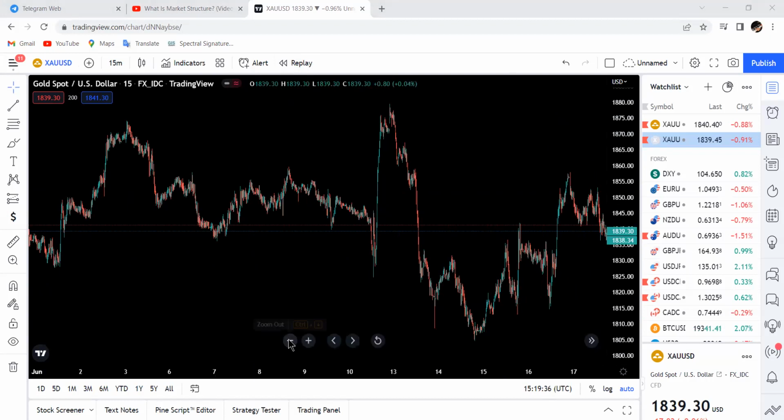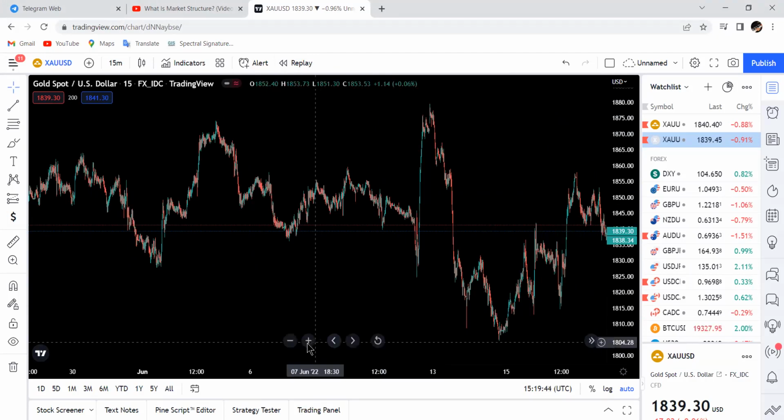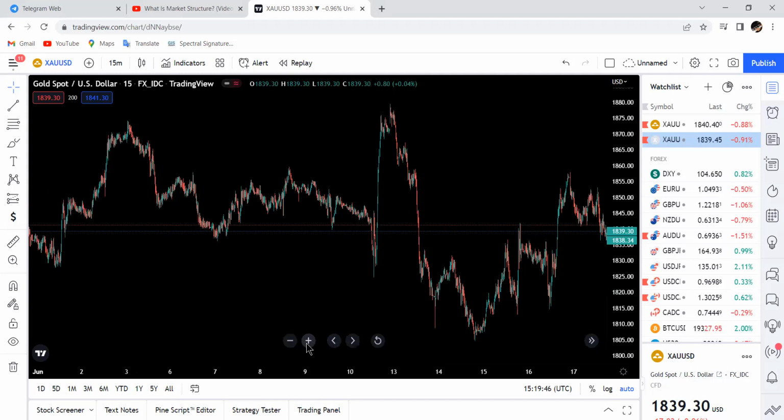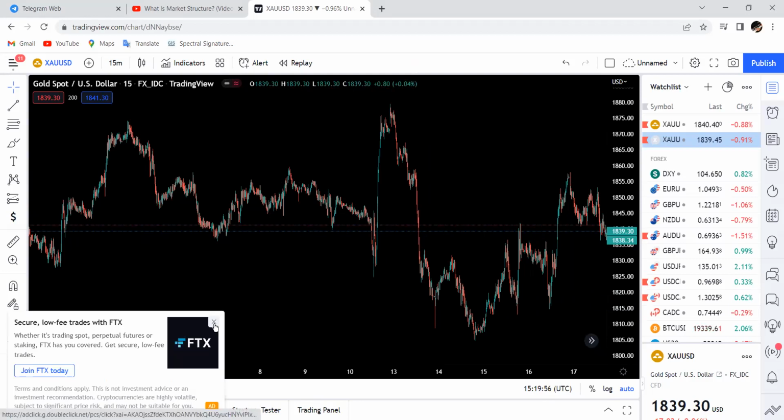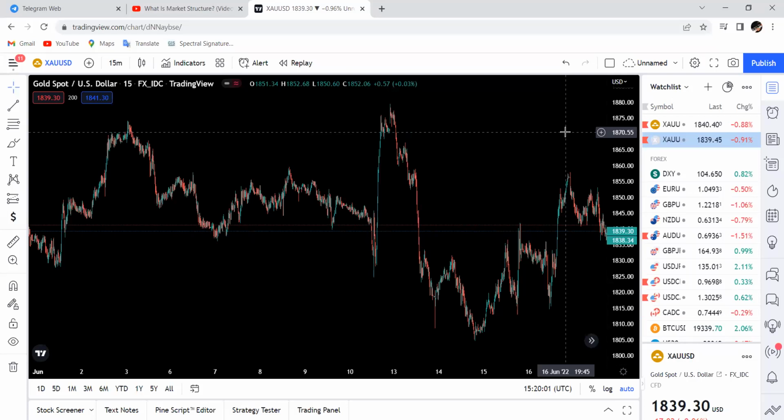So can you guys tell me the type of market this is? Who will say? What would you guys say? It's a trend market. I would say it's a consolidated market. Okay. Another person. I'd say it's a trend market.